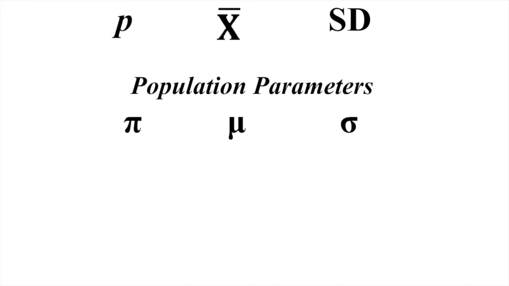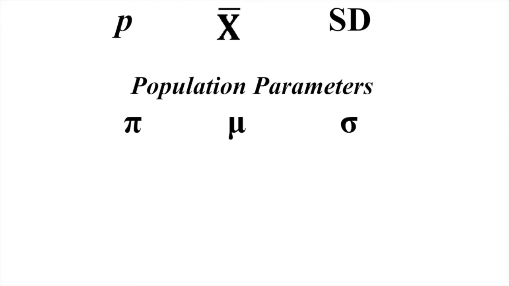So, for instance, pi corresponds to P. They both measure the same thing, the proportion of individuals with a value of 1, but where pi measures it in the population, P measures it in the sample. Likewise, the sample mean and the population mean are twins, and the sample standard deviation and the population standard deviation are twins.